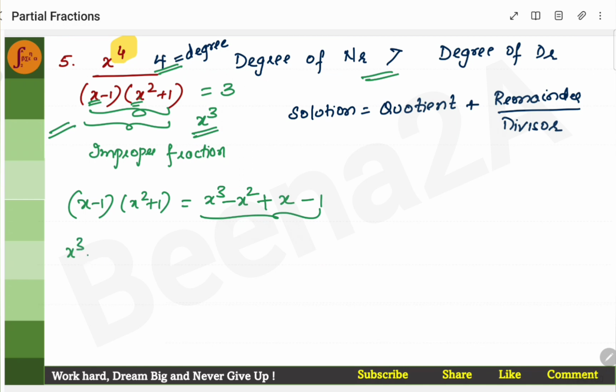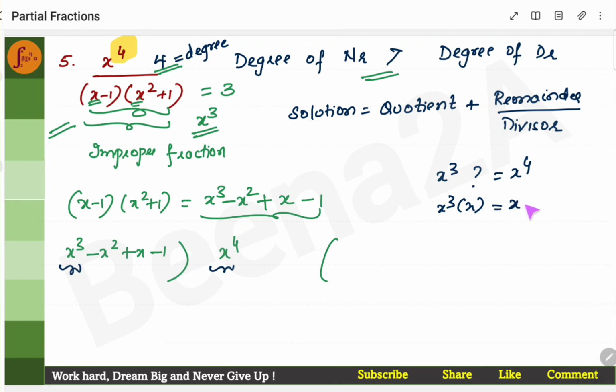So we'll take this and multiply. Put the dividend here, x to the power 4. What should be multiplied with x cube to get x to the power 4? x cube into something is x to the power 4. It is nothing but x. x cube into x is x to the power 4. So we'll put the quotient as x, and then we'll multiply this quotient with this entire expression.